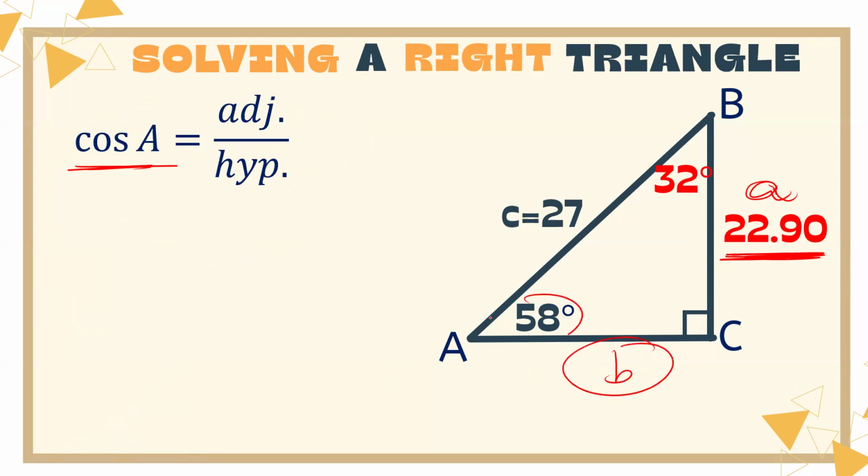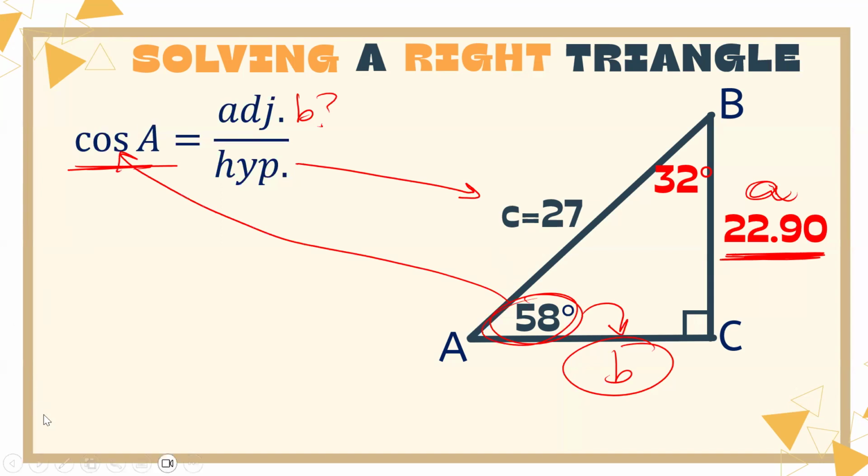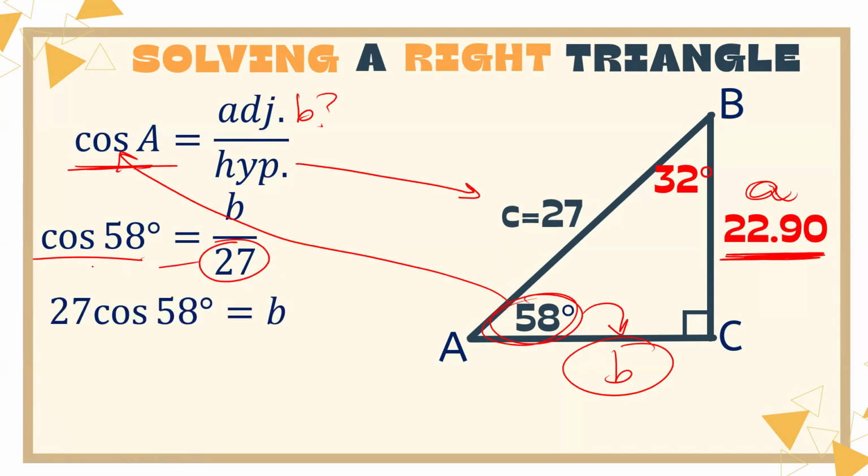Okay, cosine A equals adjacent over hypotenuse. This is the adjacent side B, which is unknown, and the hypotenuse, which is 27. And our angle A is 58. So substituting, cosine 58 equals B over 27. Solving for B, transposing to the other side, that's 27 cosine 58 is equal to B. Use your calculators, everyone. What's 27 times cosine 58?